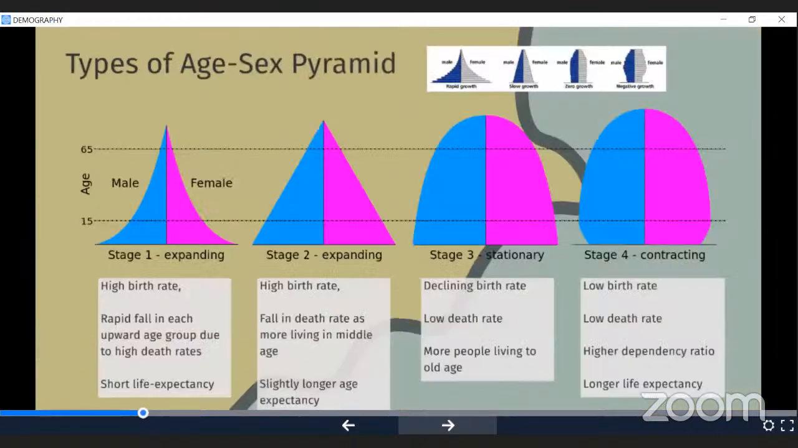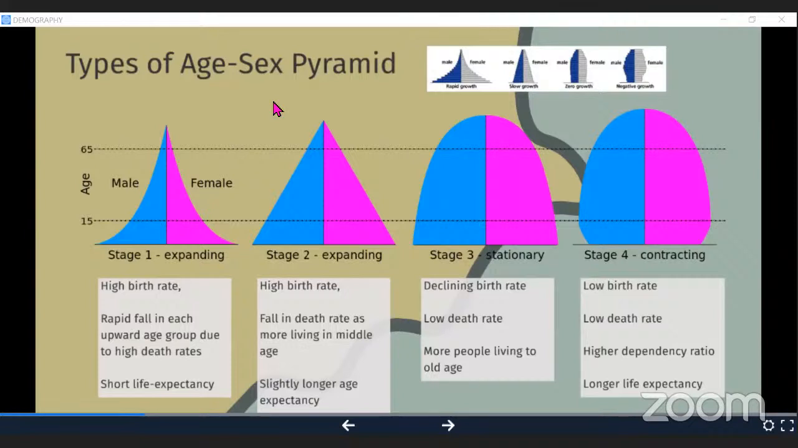So in our video, you have seen the difference. There's stage 1, stage 2, stage 3, and stage 4. Stage 1 would be a young population with a high birth rate and a high death rate as well. So it is an expanding population. Second, there is a fall in death rate as more people continue to live in the middle age. So stage 2 is also expanding, but it has a high birth rate but a falling death rate.